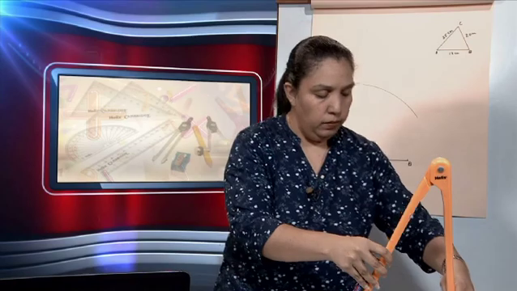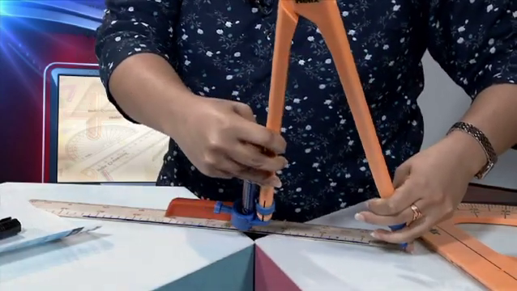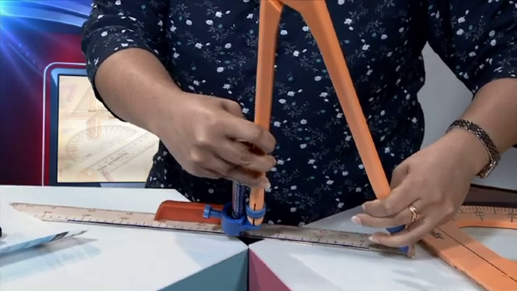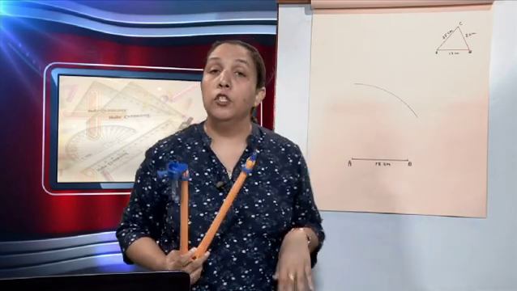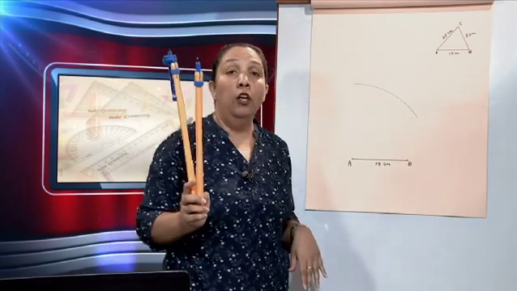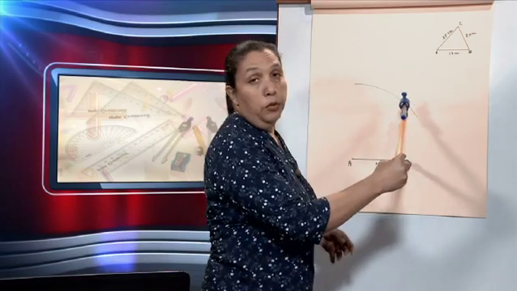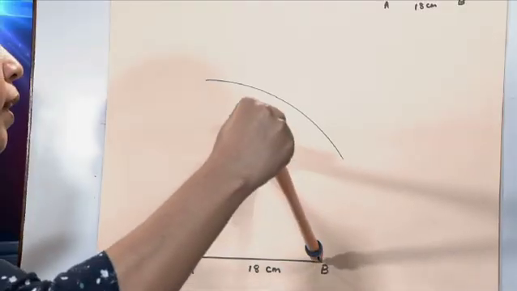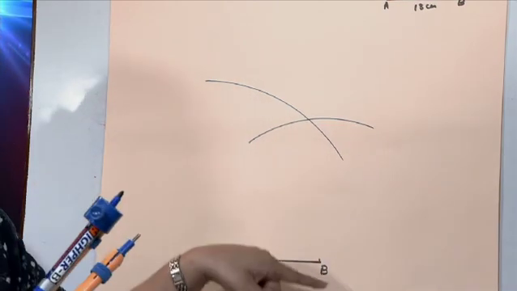How do we do it? You know that now. Simple. Take your ruler, and that's 20 centimeters. And then what do we need to do? Well, pointer on B. And then what will you do? You will draw an arc that will cut the first arc drawn.